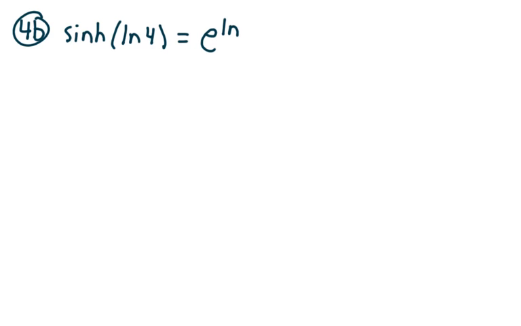If we take a look at 4b, suppose I get sinh of natural log of 4, but that's e to the natural log of 4 minus e to the negative natural log of 4 divided by 2.